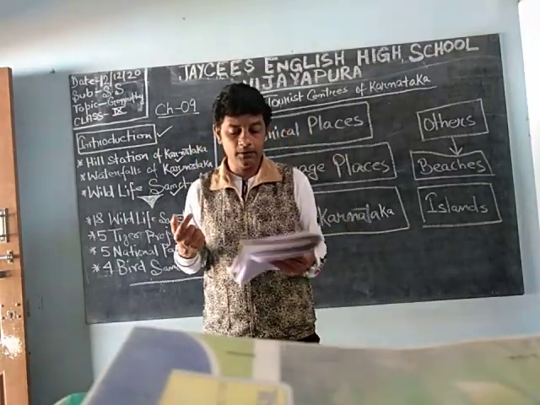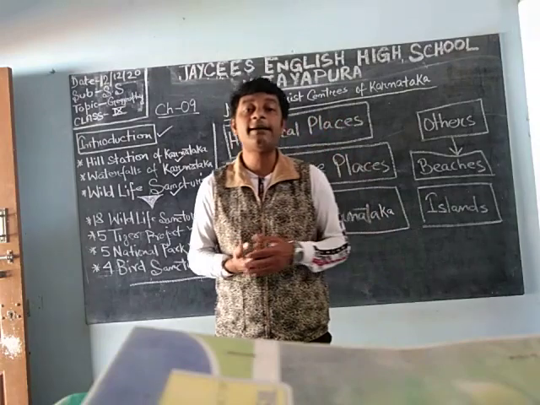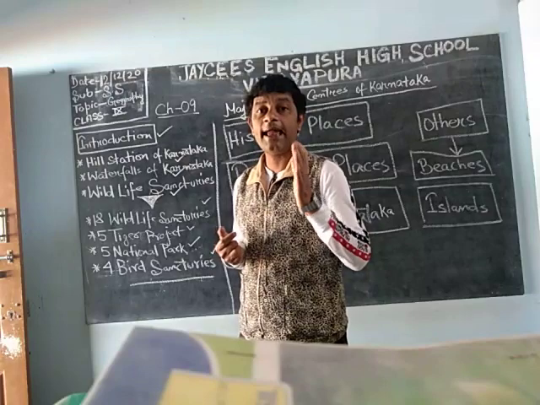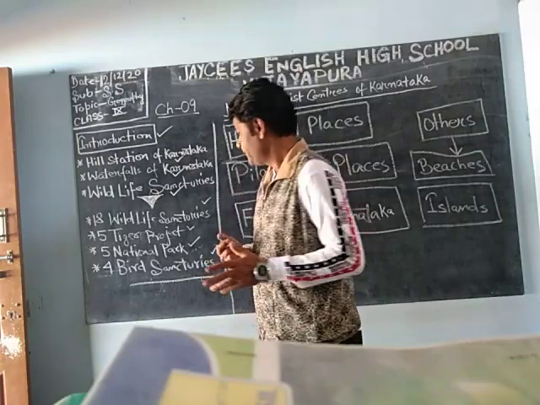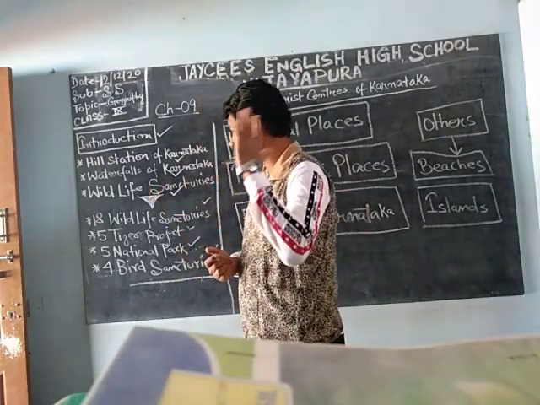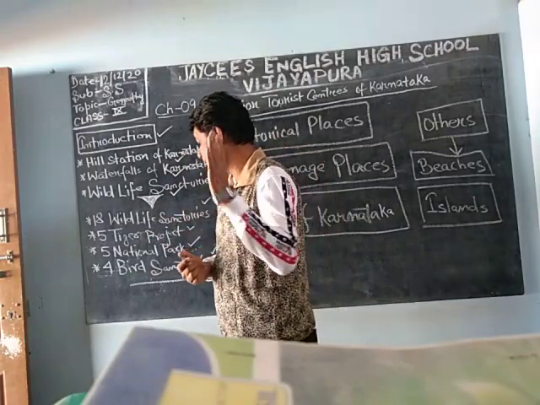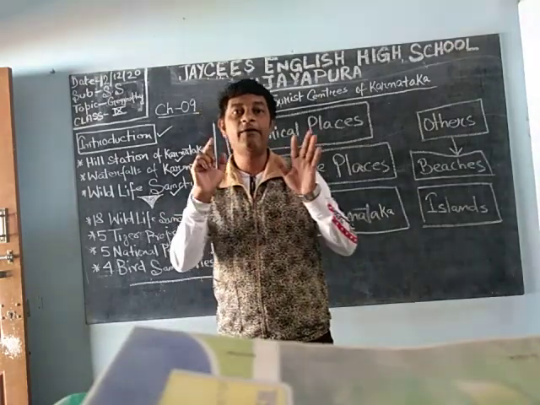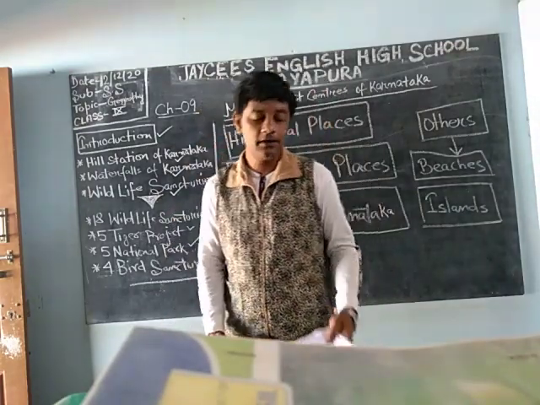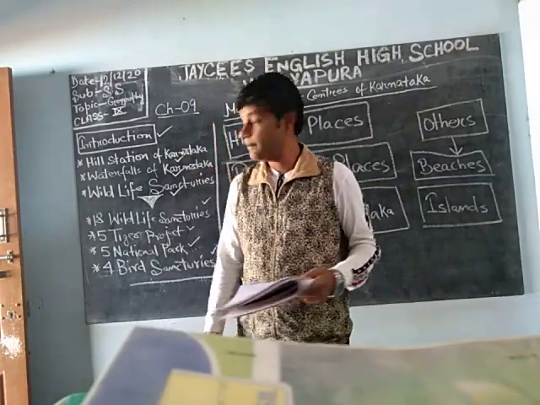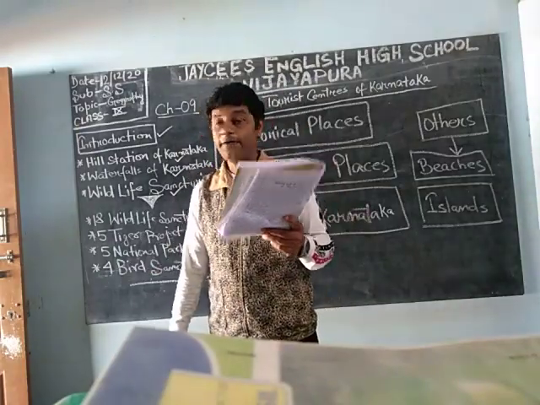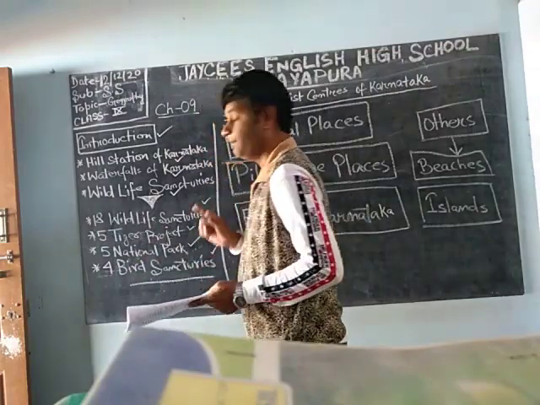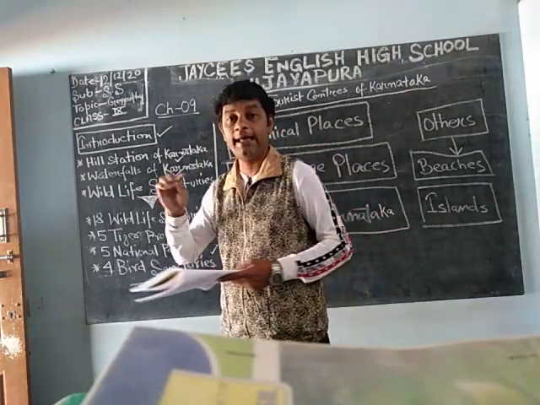In India there are a total of 18 biosphere reserves. Like we have 18 wildlife sanctuaries, we have 18 biosphere reserves. We have 5 tiger projects, 5 national parks, 4 bird sanctuaries. So 18, 18, 5, 5, 4. It is very easy to memorize this. This can be asked in your final exam, that how many tiger projects are there and you should name them. Tiger project is very important. Several times this question came in your exam.